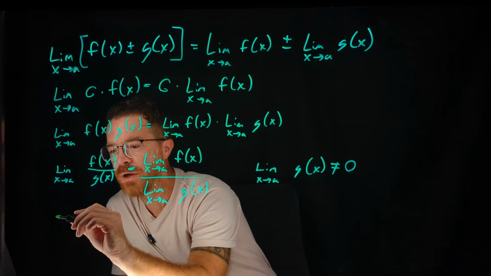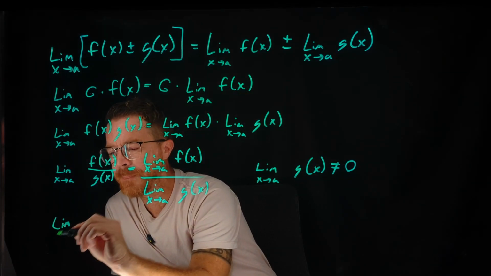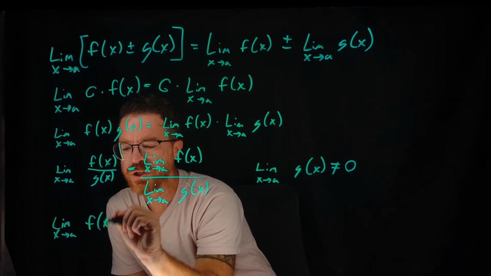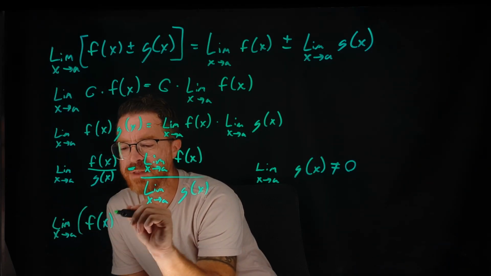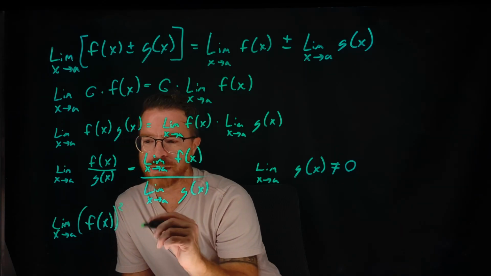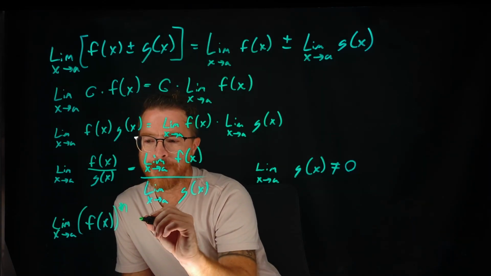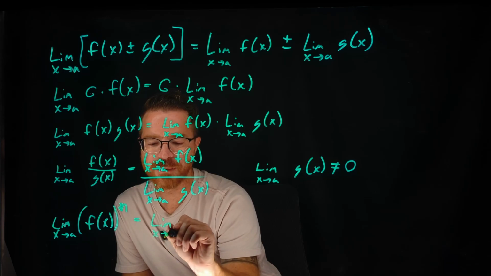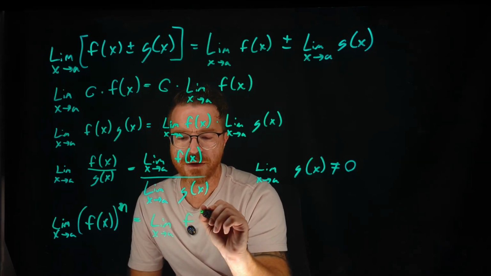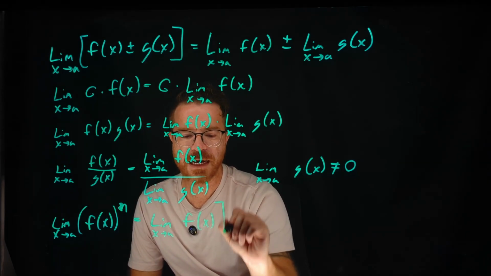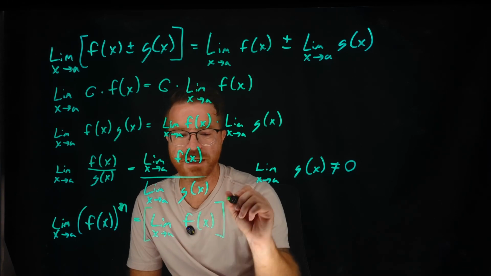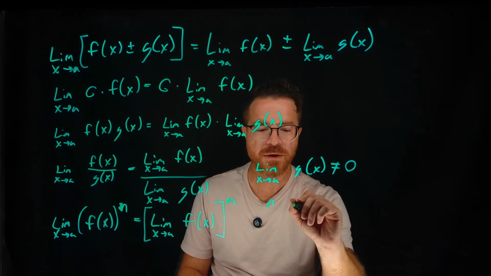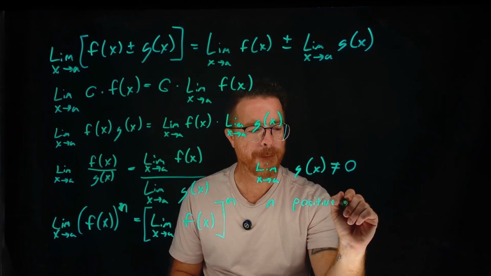Then we have the power limit law. If we have the limit as x approaches a of our function f of x and we take this entire thing to a power, let's say n, this will be equivalent to the limit as x approaches a of our function f of x, the entire thing including the limit, to the power n. And this is for when n is a positive integer.